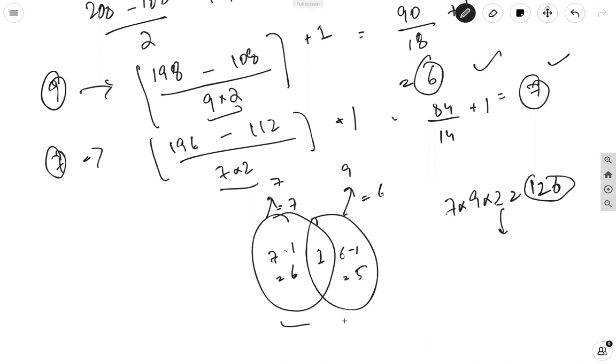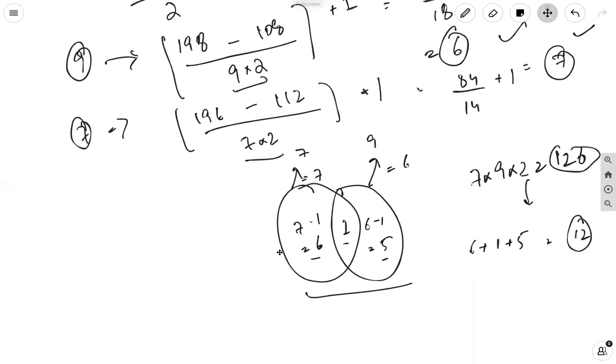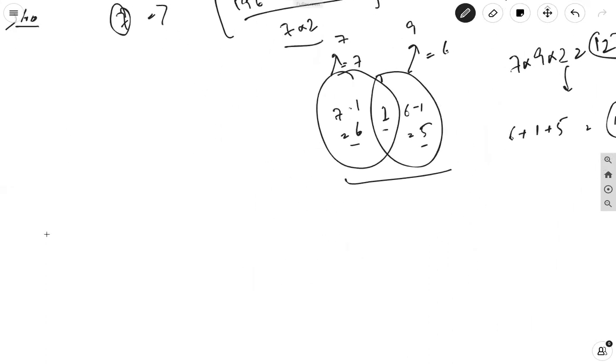If you don't understand it, don't worry, we'll discuss this while moving to the Venn diagram part. Okay, so we have 6, 1, and 5. 6 plus 1 plus 5. So there are a total of 12 such even integers, right? Okay, so in actual we have a total of 51 even integers.